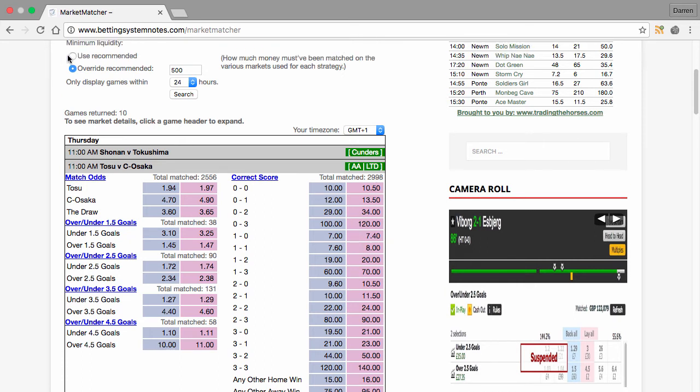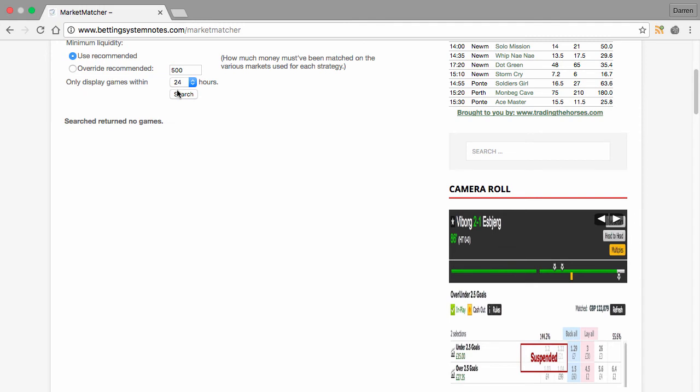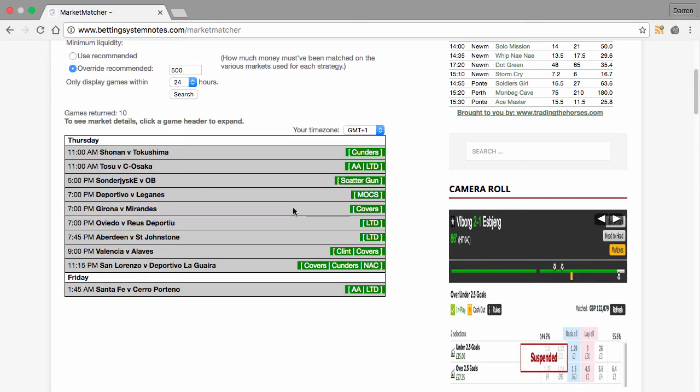So if we switch back to the recommended and do the search again, that will disappear, because really what we're saying is there's not effectively enough money in there to be able to trade with. So that's all it is really.